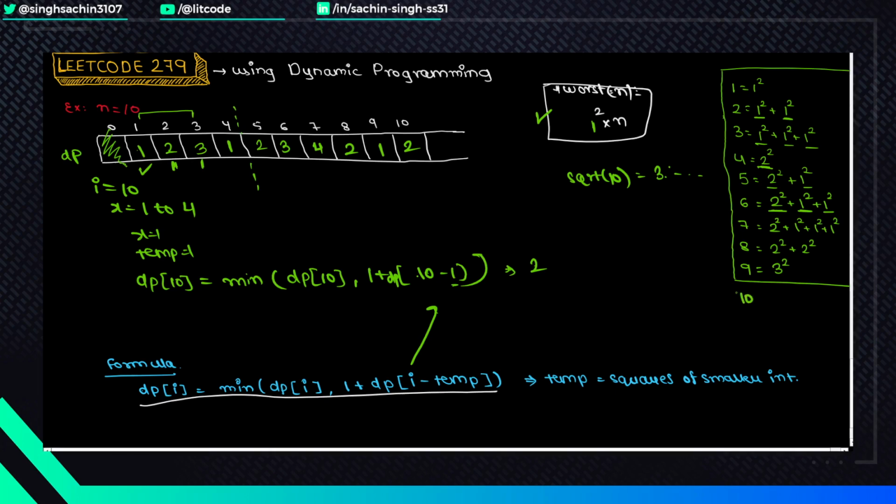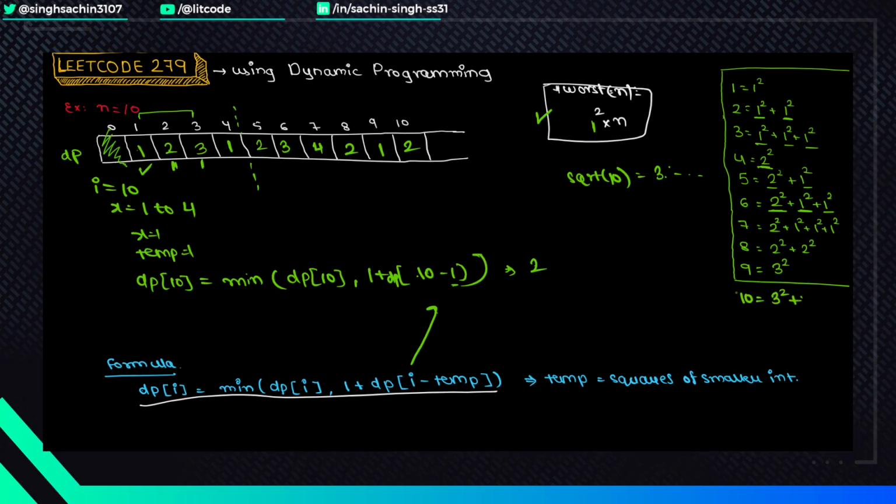Let's just check out all the possible ways. So it will be 3 square plus 1 square. Then we have 2 square plus 2 square, which will be 8, plus 1 square plus 1 square. And what else? We have 6 plus 10, that will be almost the same. So these were the two possible ways, and this was the smallest one, right? So we'll be considering this one, and we'll put the value of this. Let's check out the code as well.